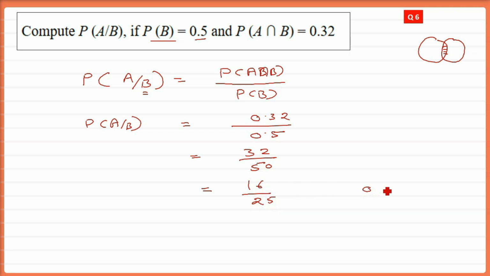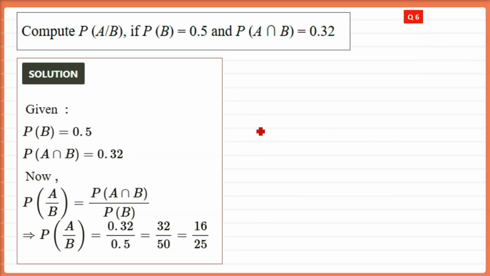Now please remember that you need to check that the probability has to be between 0 and 1, inclusive of 0 and 1. So 16 by 25 is indeed between 0 and 1. Now this is the formula.